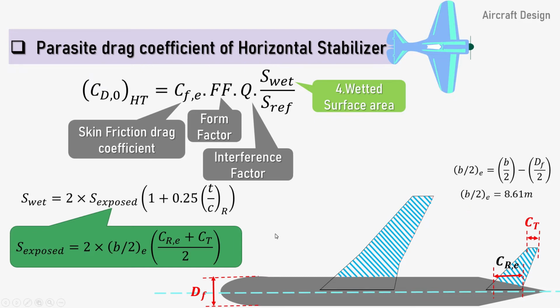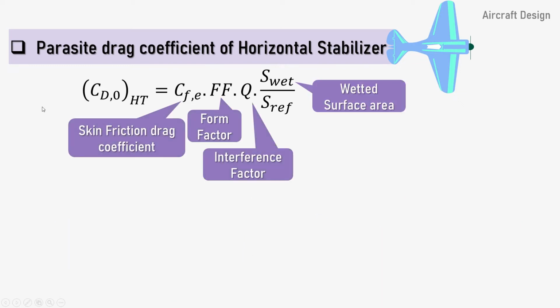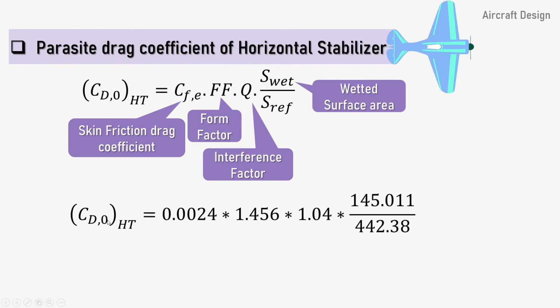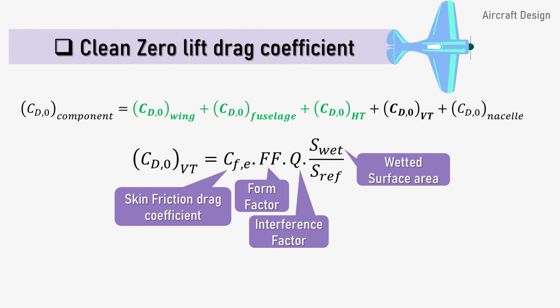From the exposed area I have substituted back in the swept area of the horizontal tail, and I got around 145.011 meter square. Now from here I finally substitute back to my parasite drag for my horizontal tail. So it is about 0.0024 into 1.456 into 1.04 into 145.011 divided by 442.38. Keep that in mind, here we need to consider the reference as the wing. Okay, I got around 0.0012. So in a similar way we will find it for the vertical stabilizer.